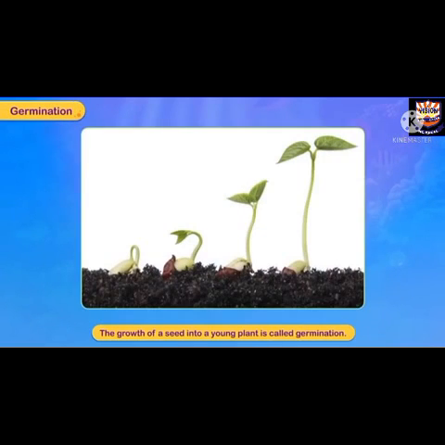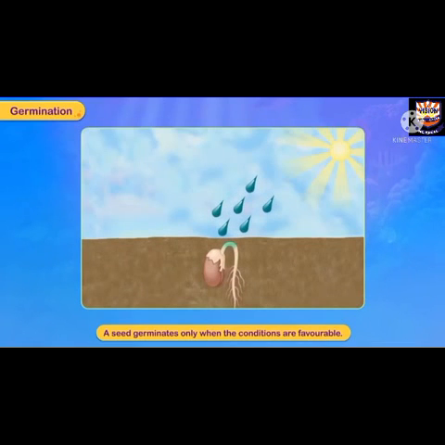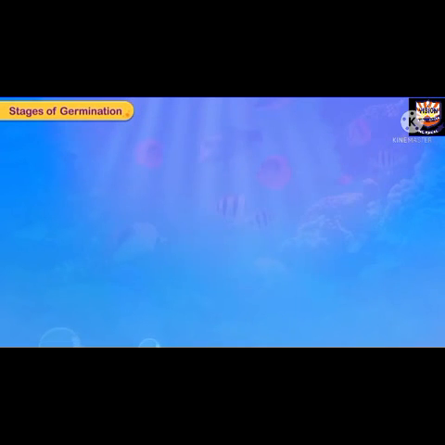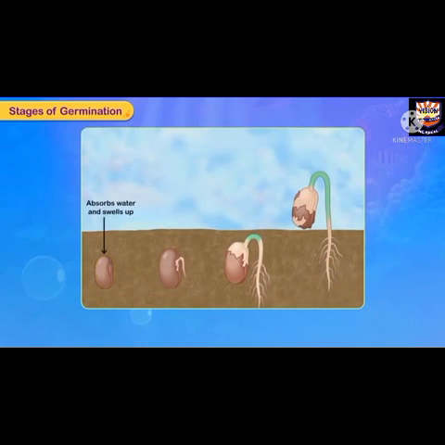Now coming to the germination of a plant. The growth of a seed into a young plant is called germination. If a plant is provided with the right conditions, it will start to germinate. A seed germinates only when the conditions are favorable. Seeds need water, oxygen, and a suitable temperature before they will begin to grow. A new plant begins to grow when the seed takes in water. The stages of germination are: when a seed takes in water, the root begins to grow. The stored food provides energy for this.